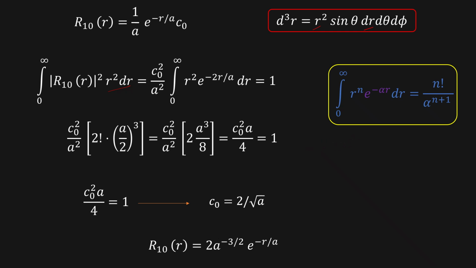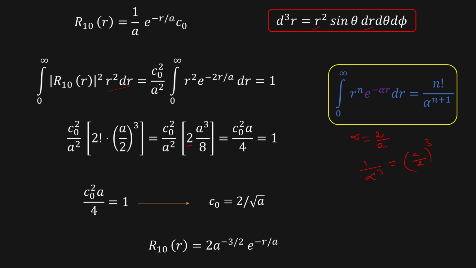Here alpha, you know that alpha in our case is 2 over a. So 1 over alpha, 1 over alpha power n plus 1. n is here 2, 2 plus 1 is 3. That is equal to a divided by 2 whole power 3. Then since r is n, this is n factorial. So n factorial is 2, so 2 factorial is 2.